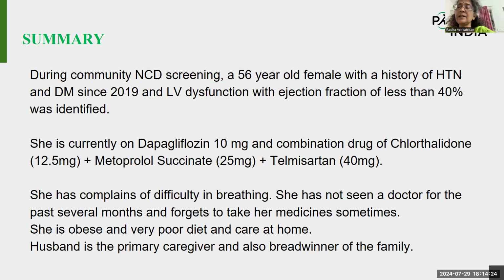Next, drug complaints. She forgets to take her medicines sometimes. She's obese, has a very poor diet, and very minimal care at home, because her husband is both primary caregiver and breadwinner. So whether he will go earn or look after her is a difficult decision for him to make. Next slide.